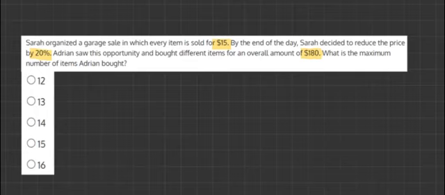So I've highlighted the key words here, and we have to work out what is $15 with 20% reduced, and then how many items you can buy with $180. So let's start off with the $15 and 20%. I could simply take our $15 and multiply it by 0.8 or 80%.